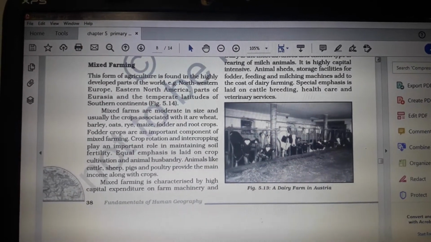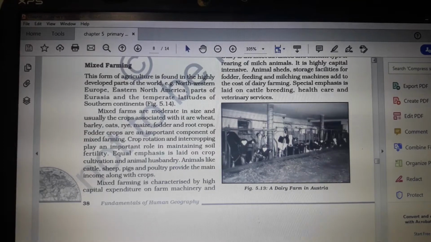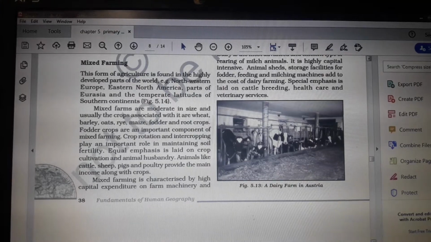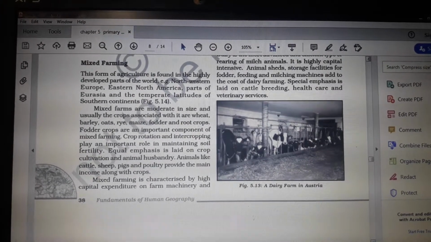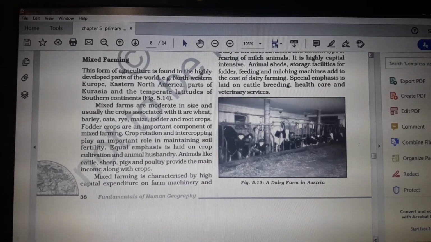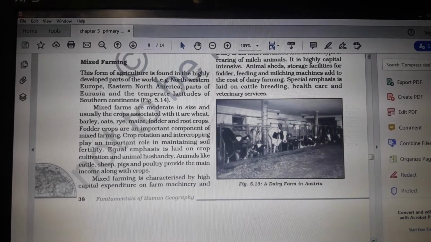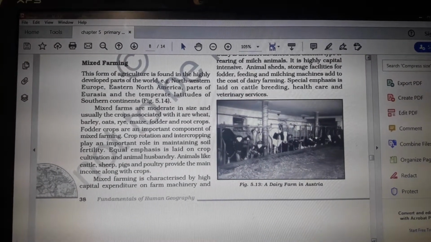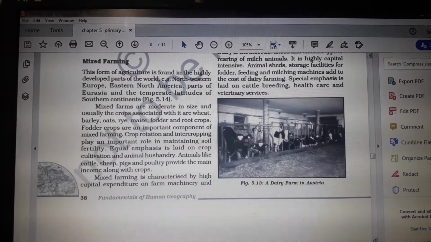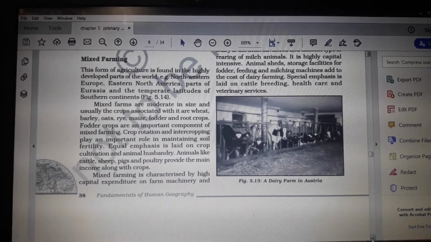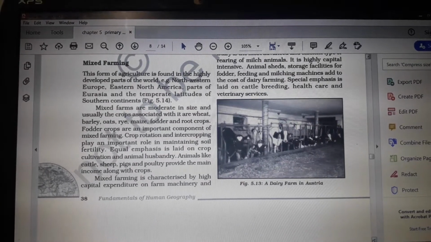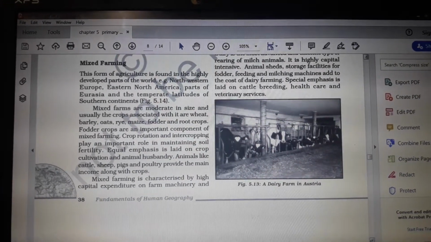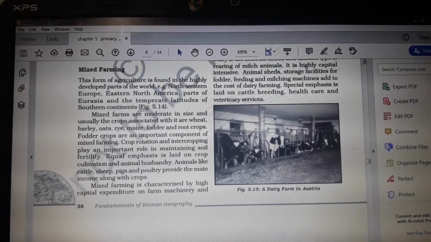This type of mixed farming is highly developed in different parts of the world, particularly northwestern Europe, eastern North America and parts of Eurasia, mostly in the temperate grassland. The main crops they cultivate are maize, fodder, wheat and corn. Fodder is the main important crop for mixed farming, which they feed to the animals. The main animals are cattle, sheep, pigs and poultry, which provide the main income along with the crop. This type of farming is common all along the temperate grassland.